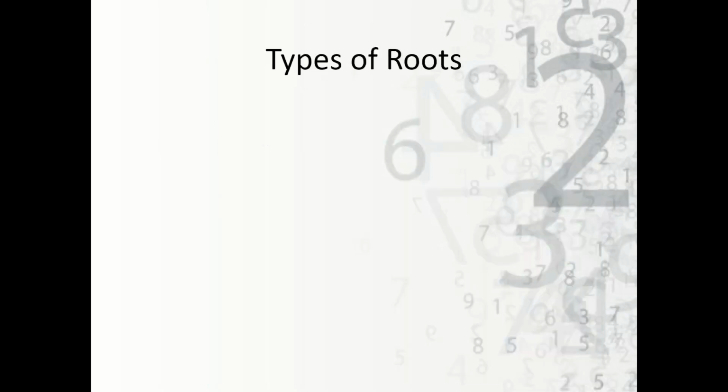Now what are the types of roots? There's the square root, which looks like this, the square root of n, and it's some number times itself equals n. So for instance, the square root of 64 is 8, because 8 times itself is 64. So that's the square root.